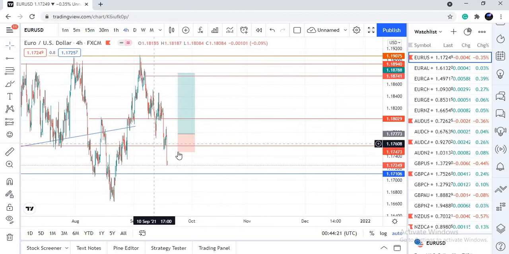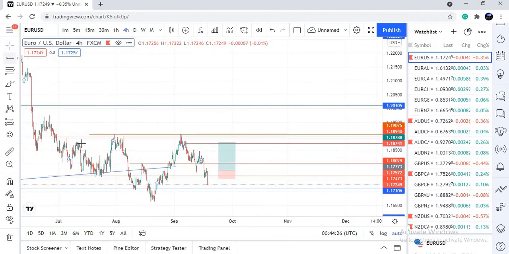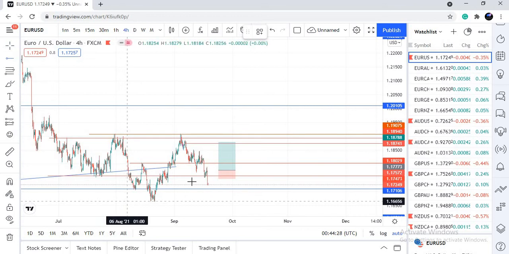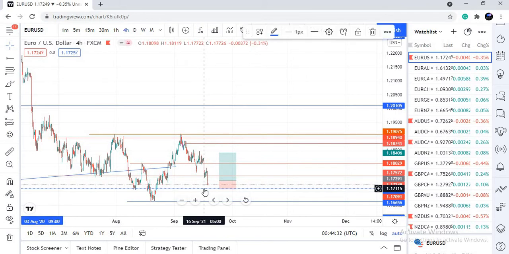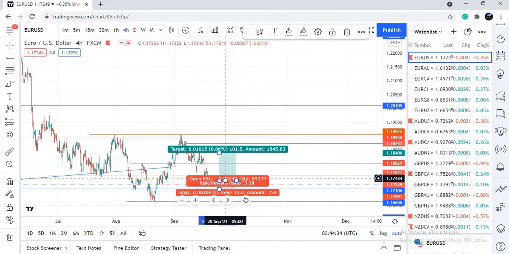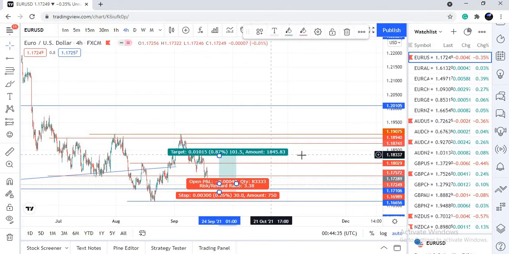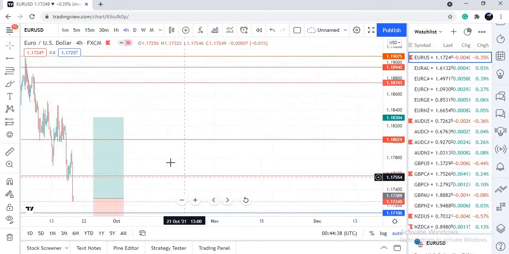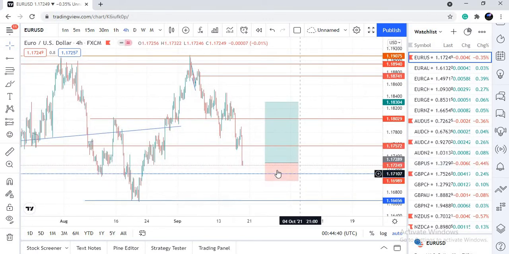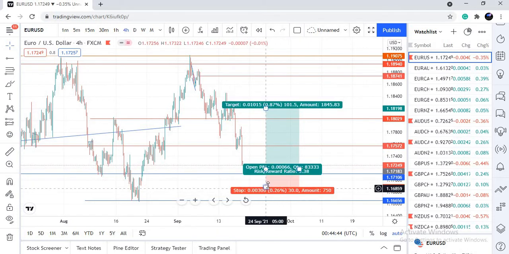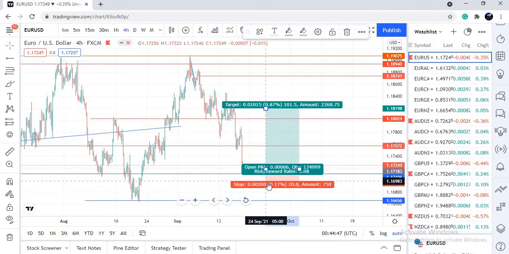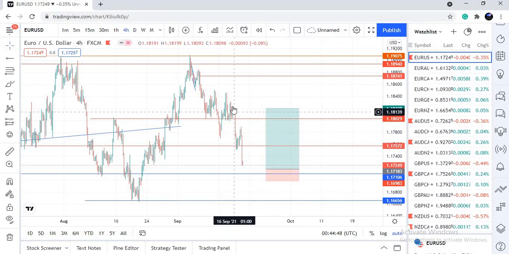As you can see right here, what we have is a really bearish movement, and there are 2 things that could happen. Number 1 is that the price is going to respect this support level, and it's going to bounce on this support level, and we'll just set a stop loss of about 20 pips for this trade and target about 100 pips.